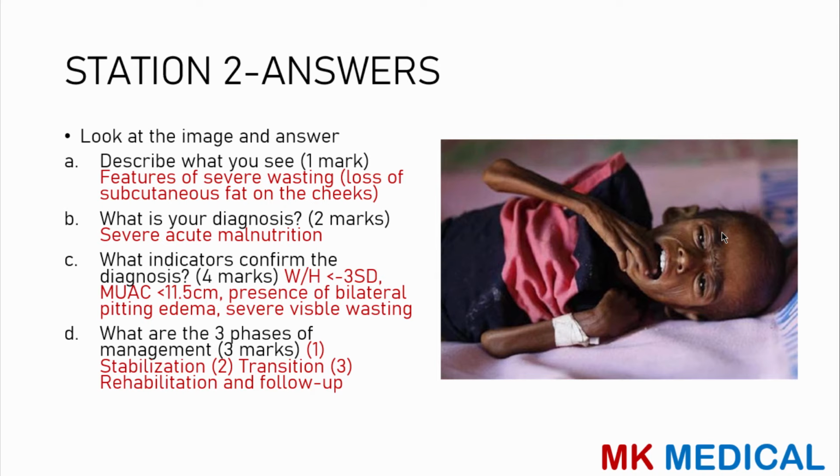If you haven't watched the video on SAM, then go to the playlist on pediatrics and watch the video. What indicator confirms the diagnosis? So you get a weight for height that is less than -3 standard deviation. You have a mid-upper arm circumference that's less than 11.5 centimeters. You have presence of bilateral pitting edema or features of severe wasting. You could have prominence of the ribs. You could have loss of the subcutaneous tissues in the cheeks as well as on the buttocks. So you get this baggy pants appearance. What are the 3 phases of management? You have stabilization phase, a transition phase, and a rehabilitation and follow-up phase.